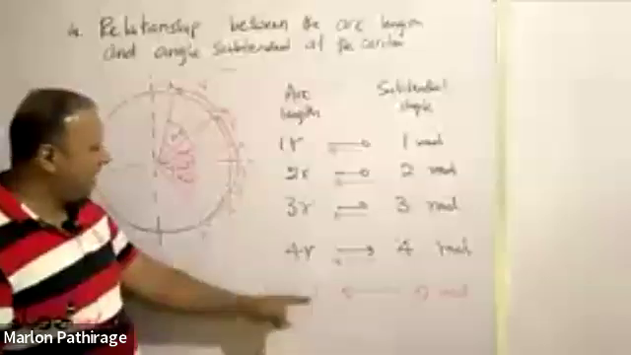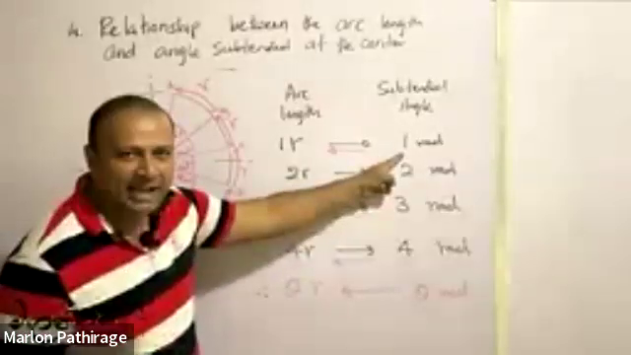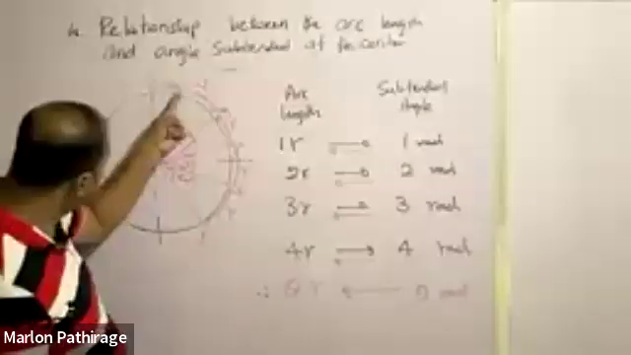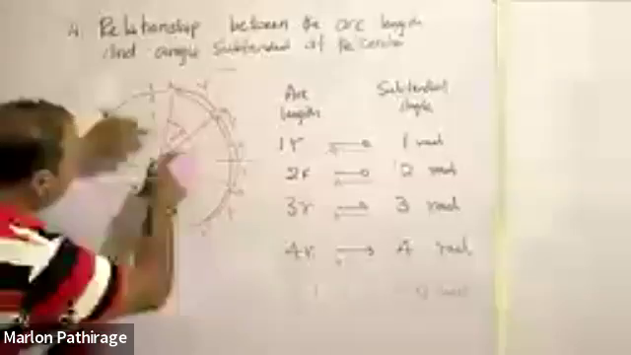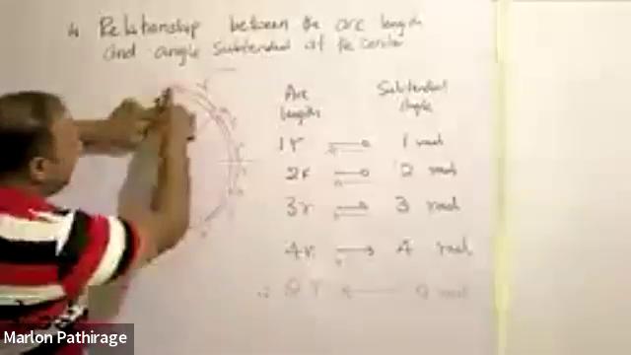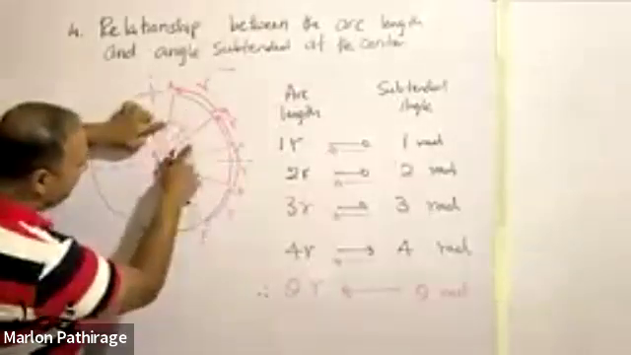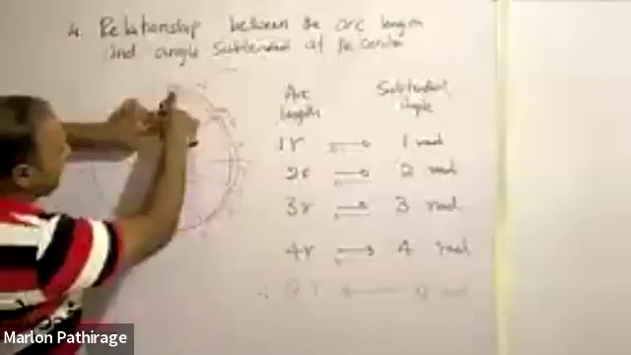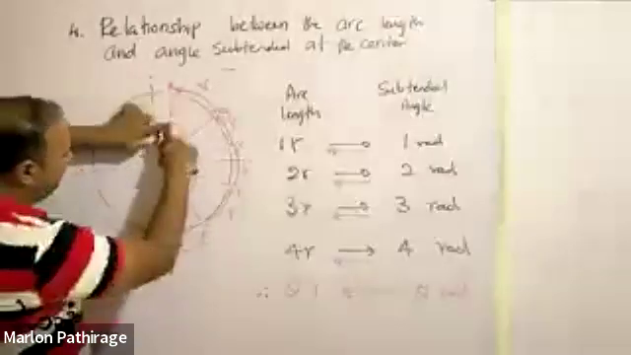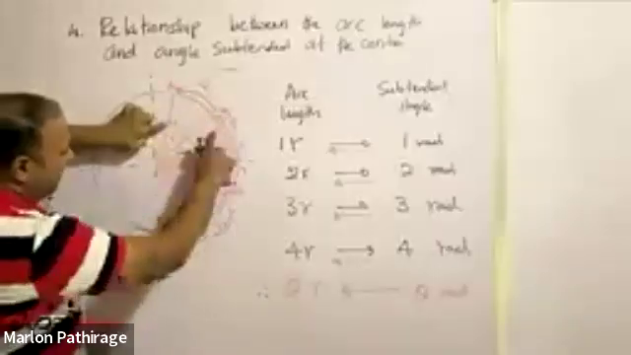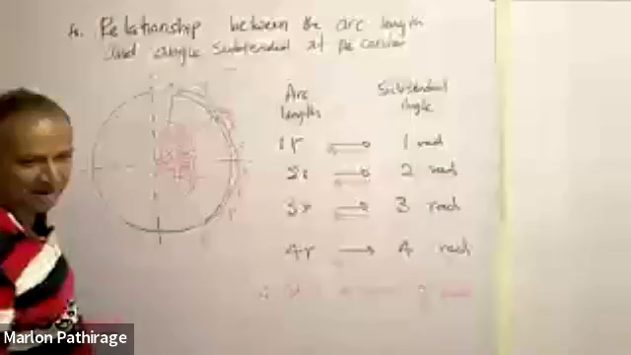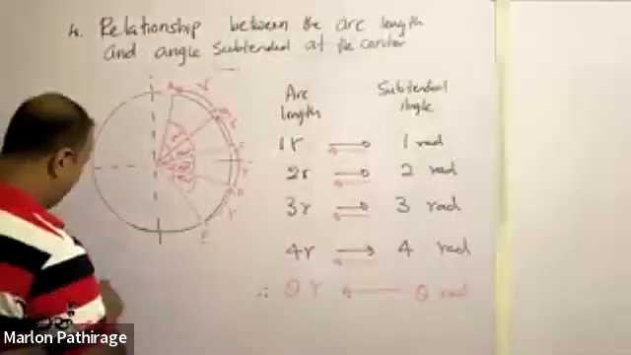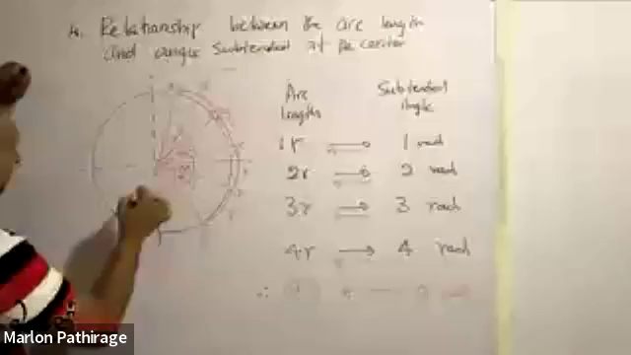Therefore, if the subtended angle is 1 radian, the arc length is 1r. If the subtended angle is 2 radian, the arc length is 2r. If the subtended angle is 3 radian, the arc length is 3r. If the subtended angle is 4 radian, the arc length is 4r. Okay, we can draw this one separately.